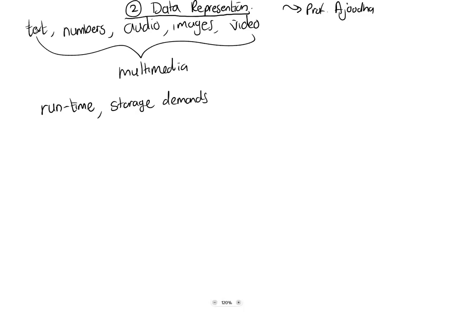So when we talk about storage demands, we often find that different types of multimedia, like text, for example, require a different amount of storage, a different amount of cells of memory to be able to store something compared to, let's say, a number. Audio might require more storage than numbers, and images require a different quantity, and so on. And videos obviously require more than images. So we have this trade-off, right, between the storage demands and the runtime that our particular algorithms are going to be using.